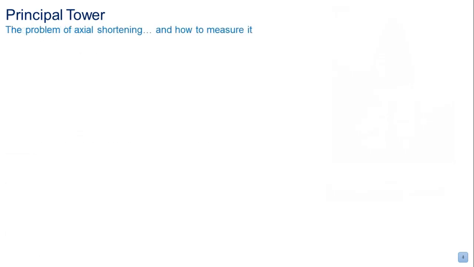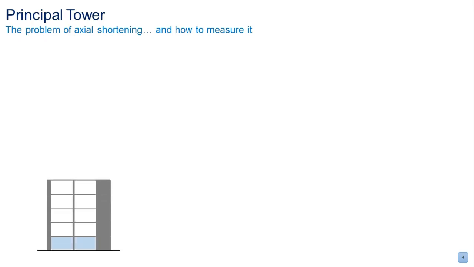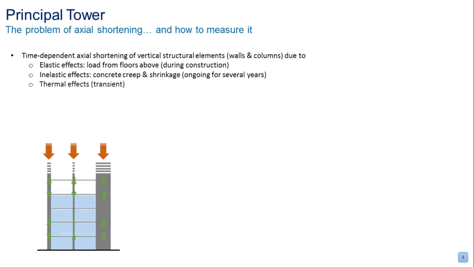So moving on to the problem that we're trying to solve here, or the problem that we're trying to measure, which is axial shortening. For those of you not familiar with this, axial shortening is when you've got a building that's being built floor by floor, you've got a number of load-bearing elements, vertical load-bearing elements, columns, walls, etc. And from the moment that those elements are constructed, they start shortening.